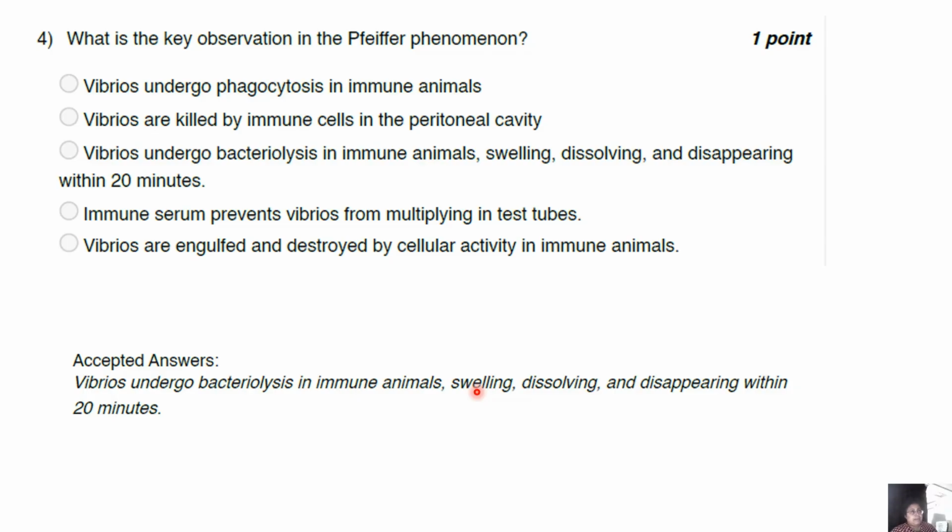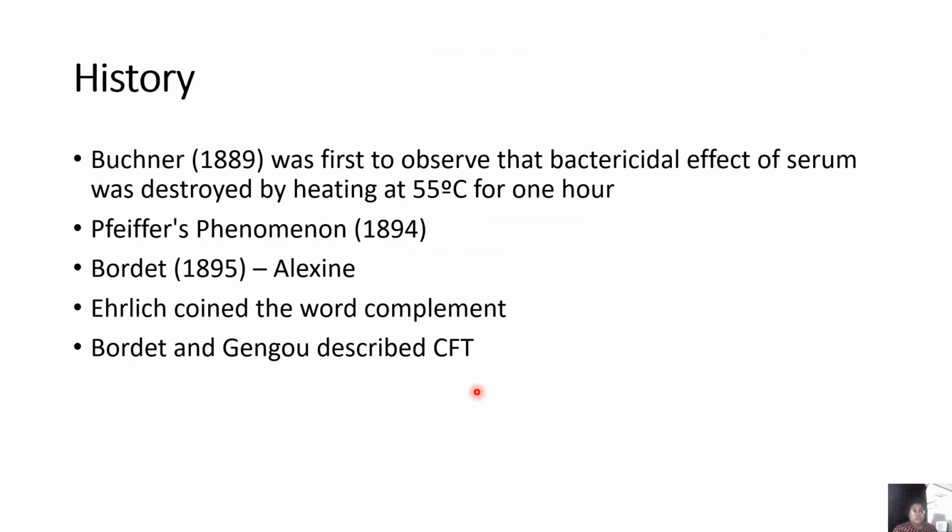And what is the mechanism behind the phenomenon? Specific antibodies, like anti-vibrio antibodies, are present in the immune animal. These antibodies bind to the bacteria. Now the complement system present in vivo is activated and the membrane attack complex forms. The bacterial cell membrane ruptures and undergoes lysis, and this proves the role of humoral immunity, that is antibody plus complement, in bacterial killing.